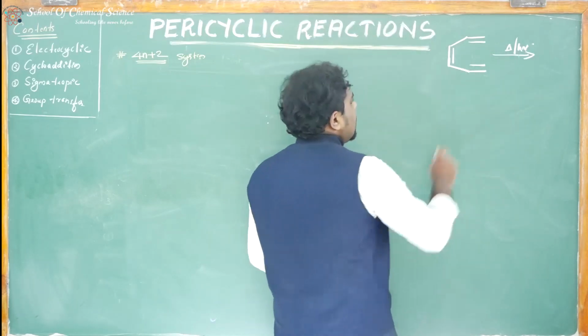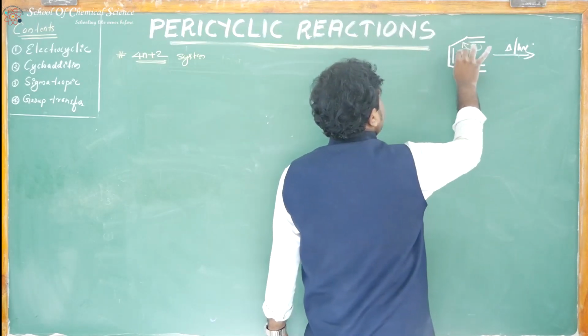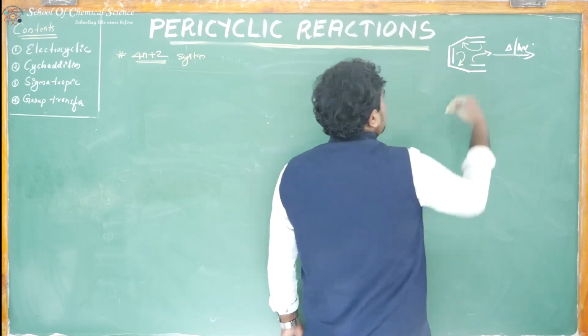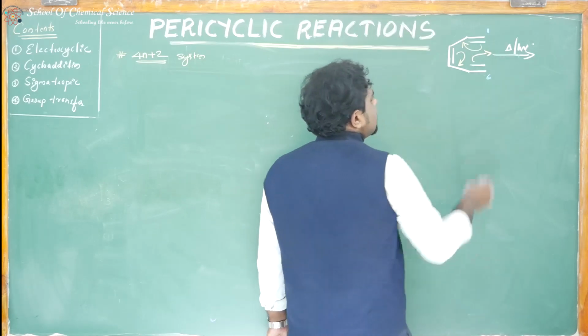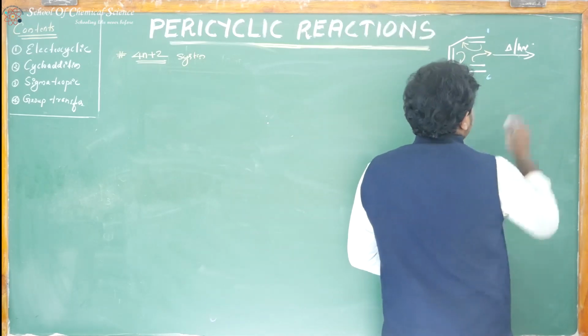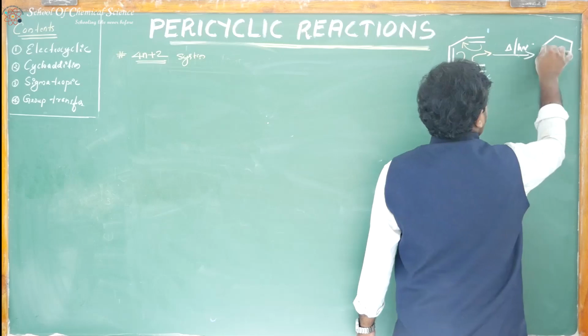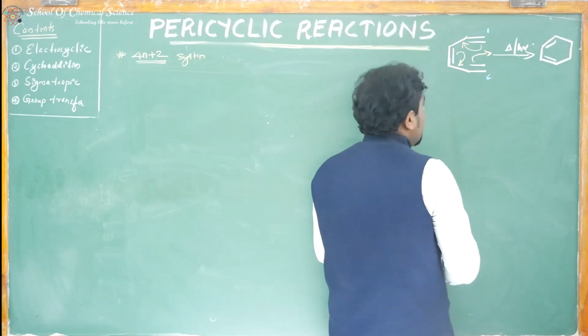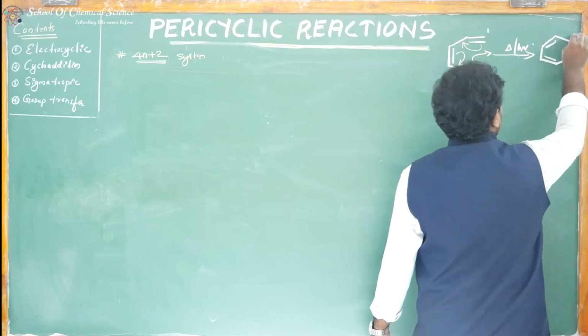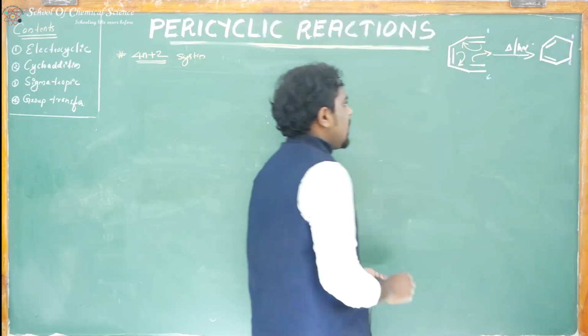What about the electron shift? Here a new bond is formed between the first and sixth carbon. So the product is this, and a new sigma bond is formed between the first and sixth carbon.